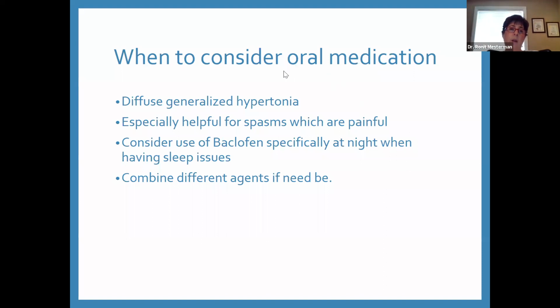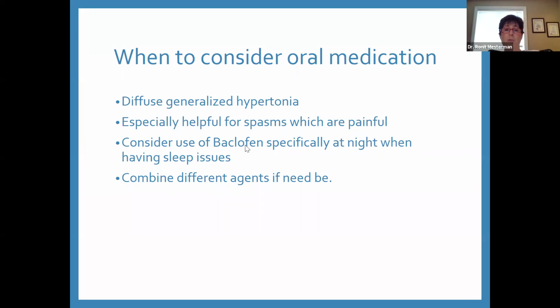So when would I still consider oral medication, with all the limitations of the evidence? When we're dealing with diffuse generalized hypotonia, especially when a patient has symptoms consistent with more muscle spasms, which are painful. So definitely the component of painful muscle contractions would be responding to baclofen.